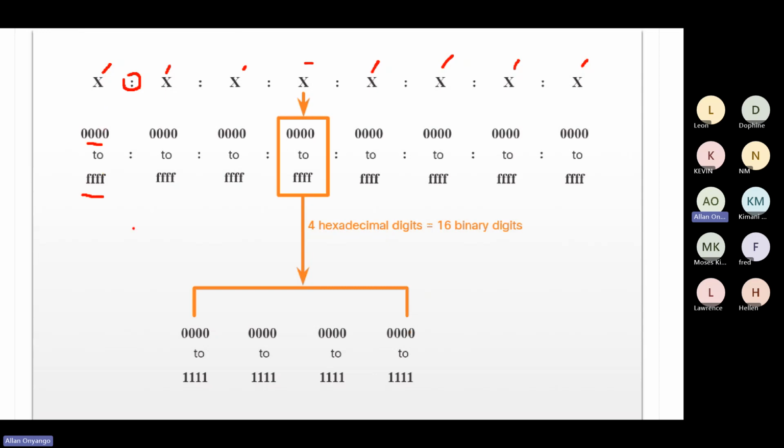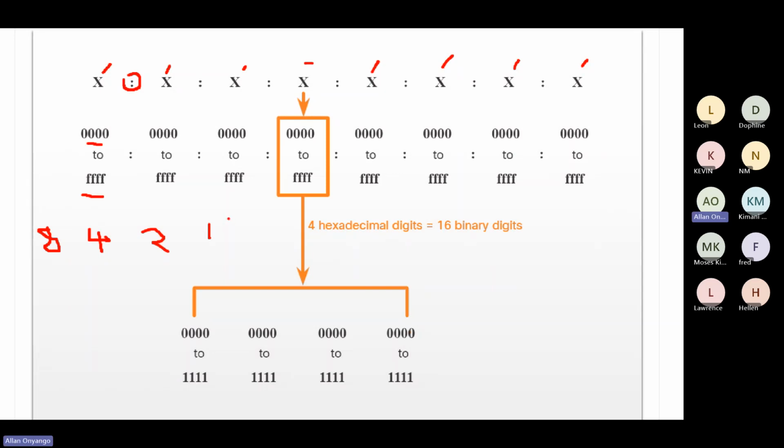I did tell you guys that IPv6 does not use 1, 2, 4, 8, 16, 32, 64, 128. No, it only uses the first four: 8, 4, 2 and 1. Those are the only ones it's using.